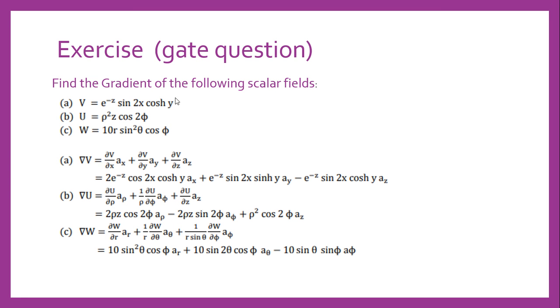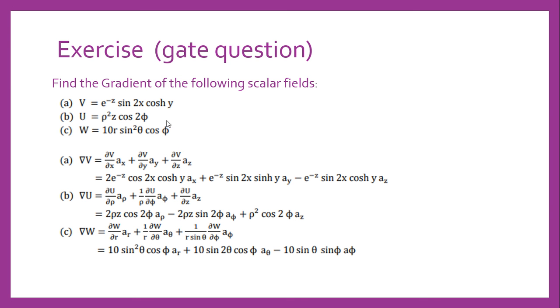With respect to x, if you differentiate, this is the only term, so you get 2 times cos 2x. So 2 into cos 2x. The remaining term remains constant, so e power minus z cosh y, unit vector is ax. The second term you have to differentiate with respect to y. That means cosh y alone is present. This will be differentiated as sinh y. The remaining two terms remain the same.